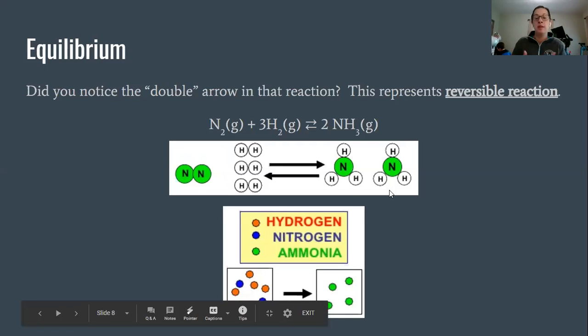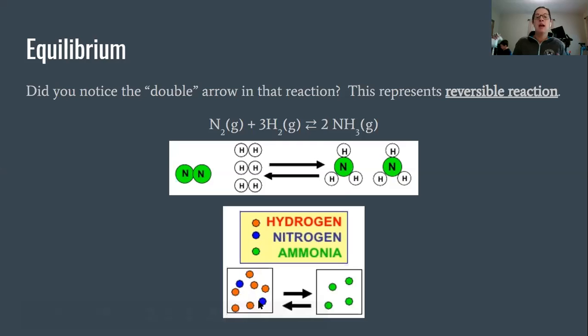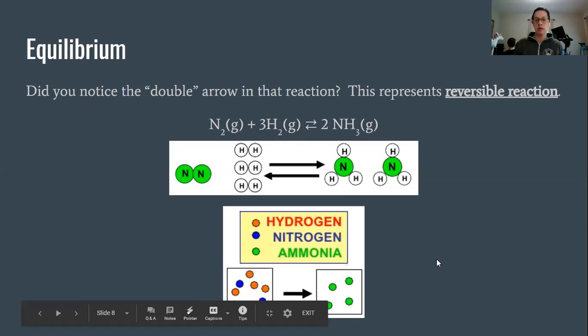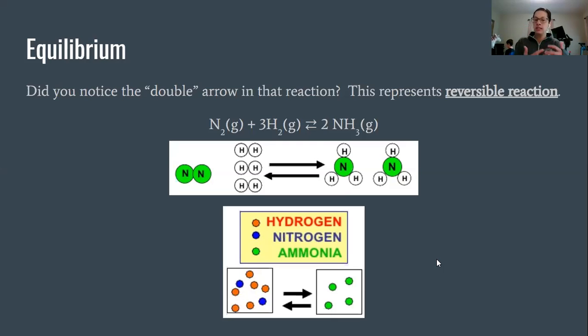The first image shows it on molecular level. The second one shows it on a less detailed molecular level. So you can kind of see the two samples. You can see the hydrogen and nitrogen gas, those blue and red dots that are kind of living together on the left, and the ammonia dots are the ammonia molecules that are living together on the right.